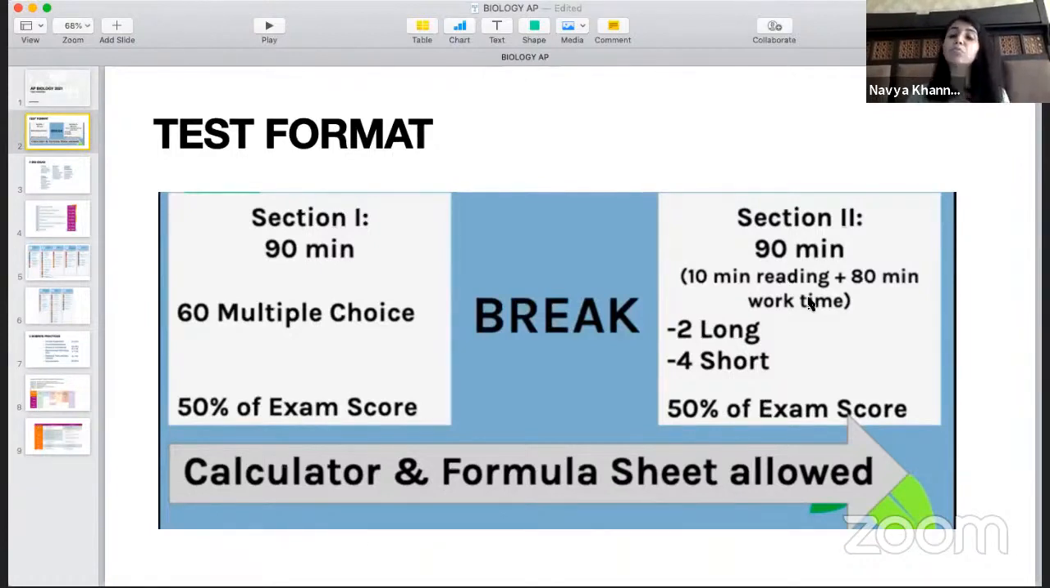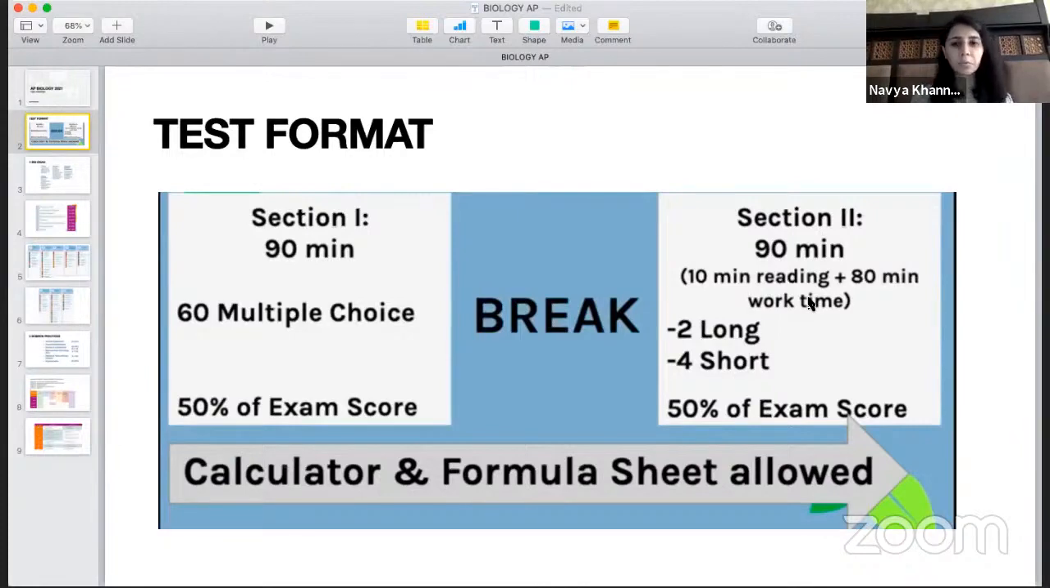Now here you have 2 long questions and 4 short questions, right? So the 2 long ones, and I'm going to get into the detail as to how we divide that. But again, all of these together form 50% of your exam score. So 50% comes from section 1, which is your MCQs, your objective type answers, and 50% comes from your free response question, section 2. You do have a break in the middle of those 2 sections. It's a quick 10 minutes break.